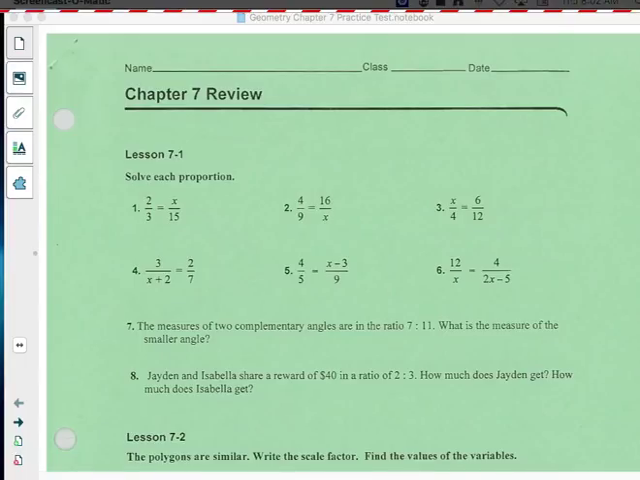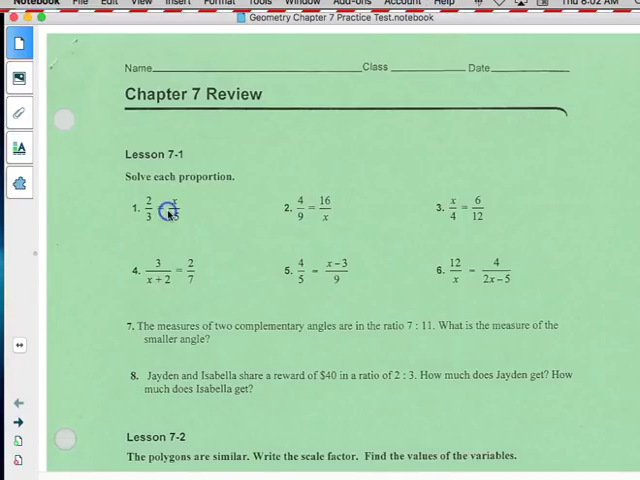Okay, we're looking at Chapter 7 review. We're going to be doing 7.1 to 7.3 in this video. Solve each proportion. So when I do this, I've got 2 times 15 and 3 times x. So I'm going to have 3x equal 30. So x will be 10 after I divide.